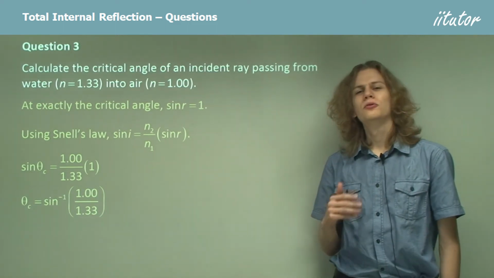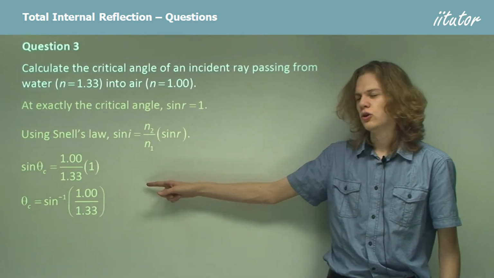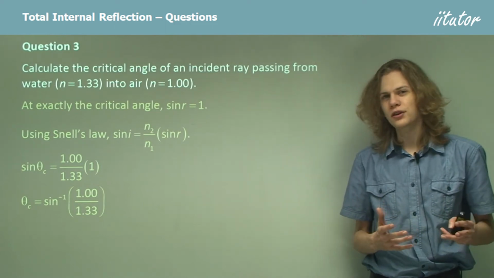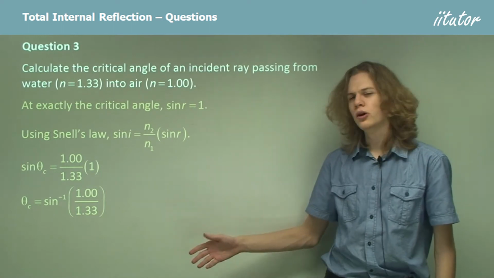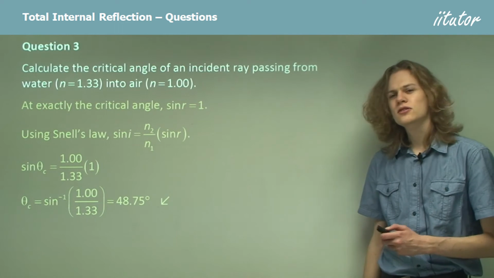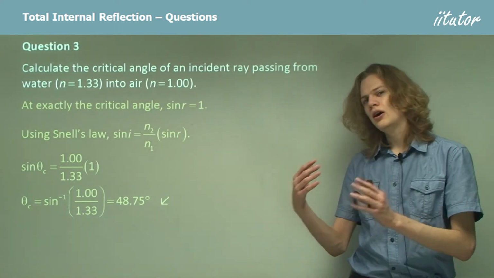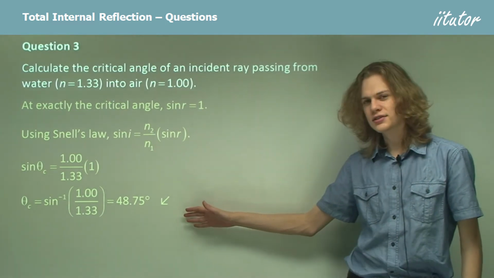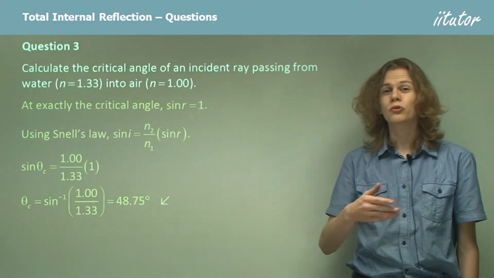Now at this point, we'll be able to figure out if we've messed up, because if we put 1.33 over 1.00, then we won't be able to find the inverse sine of it. You can only find the inverse sine of numbers that are between -1 and +1. So finding the inverse sine of this number here gives us 48.75 degrees. That means that if we try to pass from water into air at an angle of incidence greater than this, then there'll be no refraction. Instead, we'll get total internal reflection.